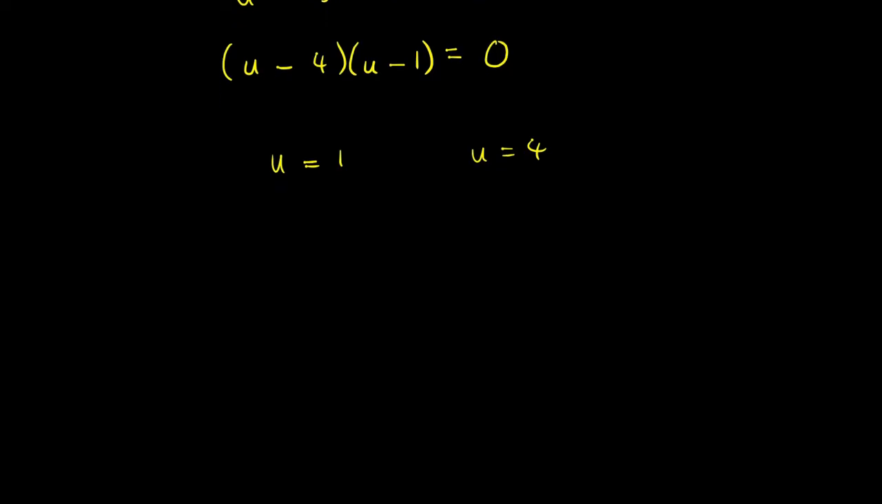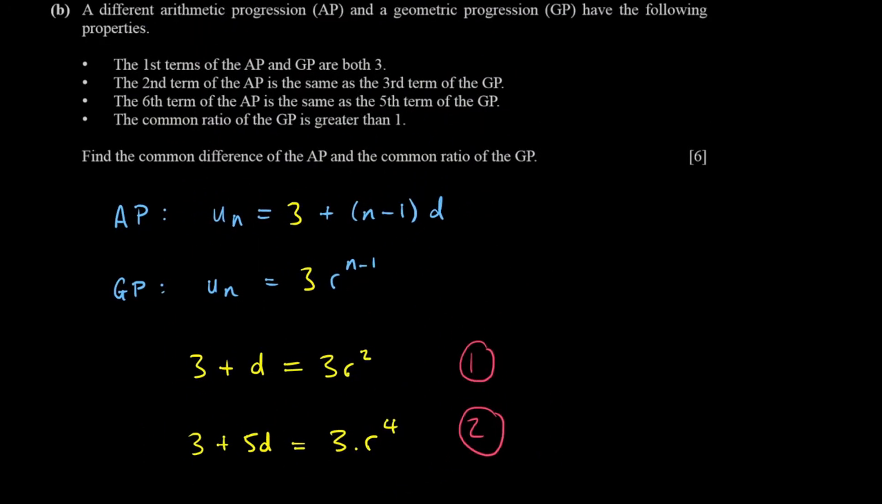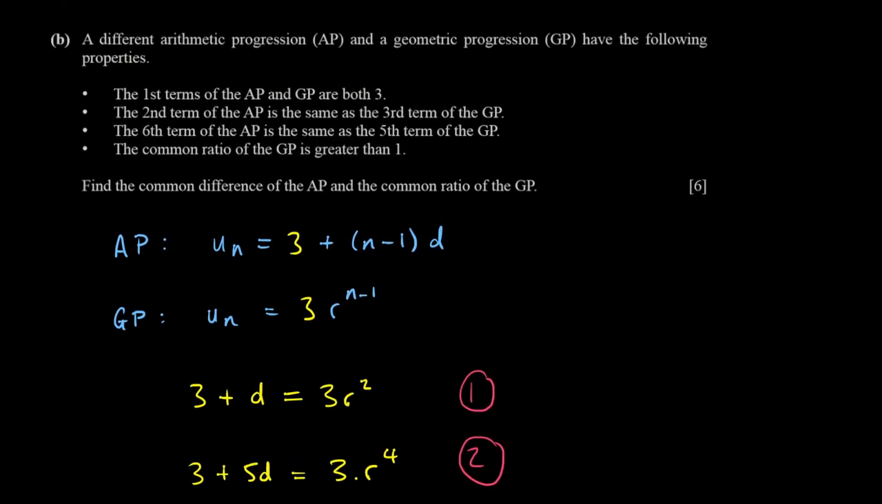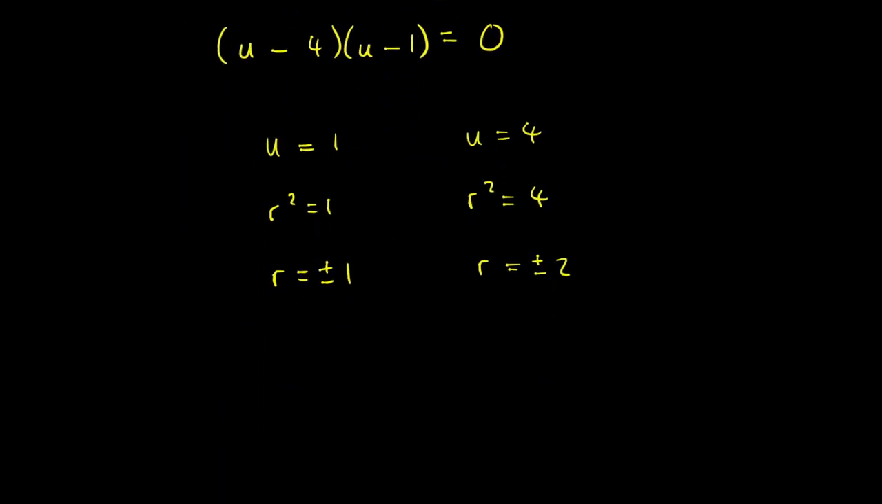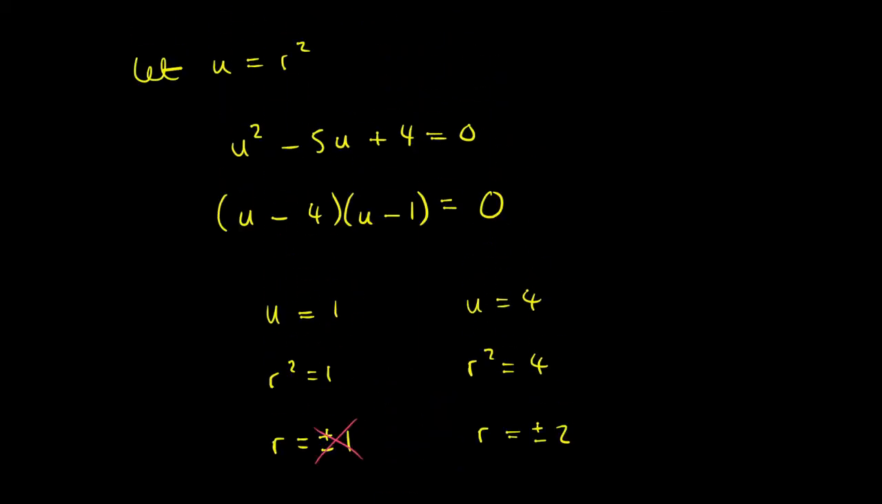And therefore, r squared is equal to 1, or r squared is equal to 4. Well, if we square root this, r is either equal to plus or minus 1, or r is equal to plus or minus 2. But the question says, one of the 4 points, the common ratio is greater than 1. So what does that mean? Well, r can't be negative 1 and it can't be positive 1 because it has to be greater than 1. So those are rejected. And it can't be negative 2 either. So the common ratio r must be equal to 2. Okay, so that's going to be our answer.